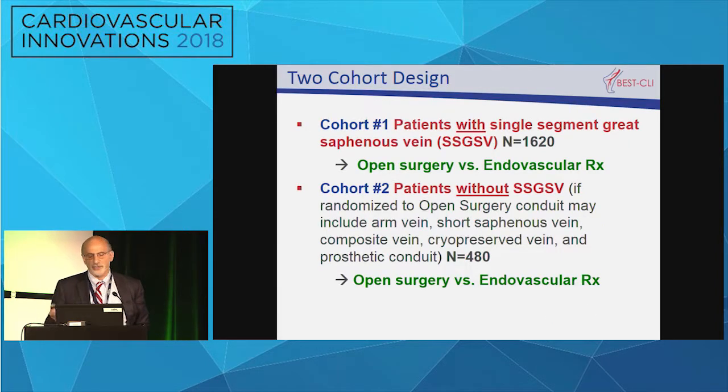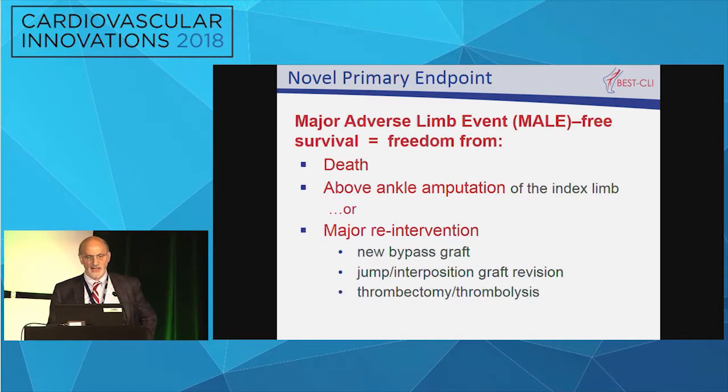This is a 2-cohort design looking at patients with a very good single-segment saphenous vein graft. That means that they have a good conduit for bypass. Then a separate cohort of the patients are being randomized between endovascular therapy and poor conduit bypass. So the patients who need an arm vein or short saphenous or composite or prosthetic or something like that.